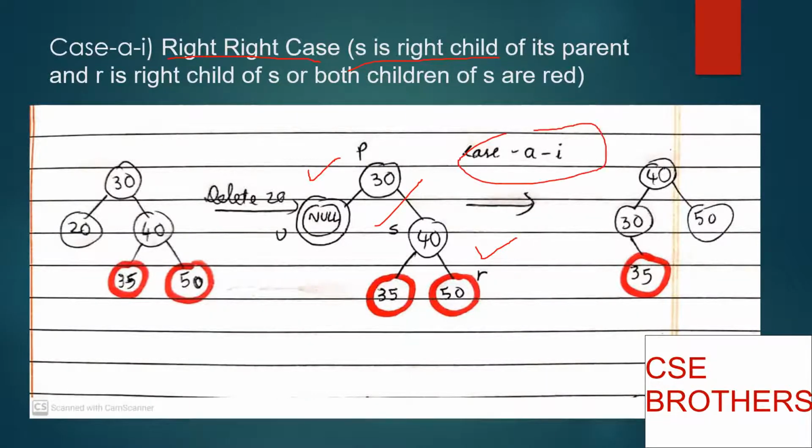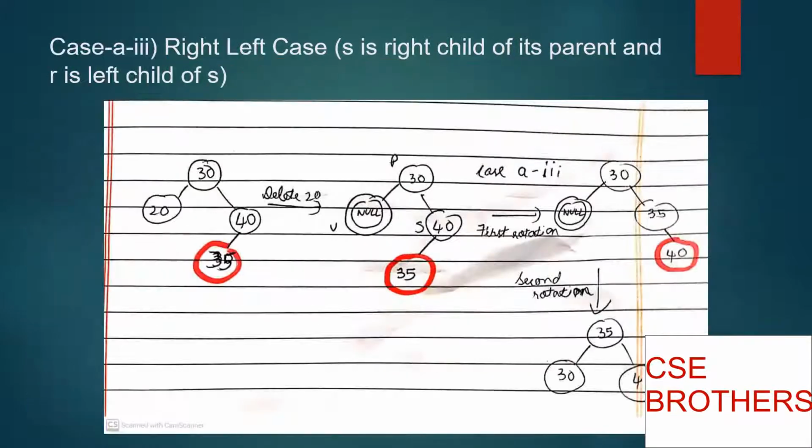What we'll do over here is that we'll left rotate the node 30 and change the color of node R to black, and this will provide us with a perfectly balanced tree. So this case is handled. Similarly, the left left case is just a mirror of the right right case, so I think it does not need to be understood in detail.